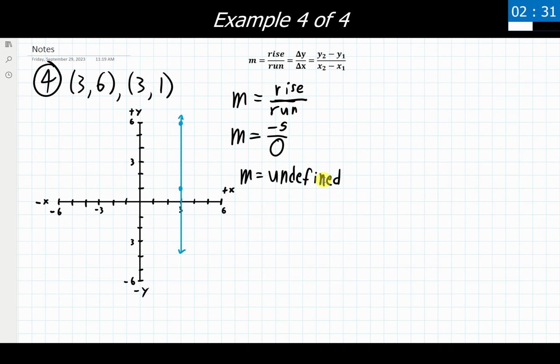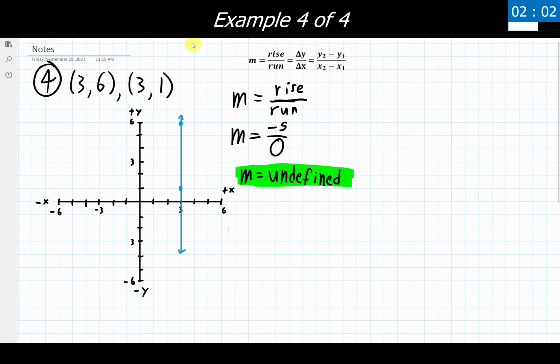Depending on the class or the program that you are using, this might be written out, or they might give you a drop down or some different options with this. But for the purposes of my class, if you're taking mine and doing tests with me, I will be looking for your slope to be written out as undefined for this problem. We do not know what the slope is.